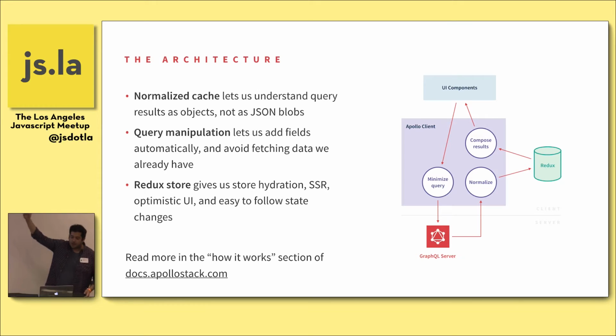On the right, the client, the UI components, they make a request to the Apollo client. We minimize that query. So some ugly query, we take it, we store it in the Redux store. We hit the GraphQL server. The GraphQL server will send us this ugly blob. Oh my God, it's ugly. Pretty much REST, right? It's super ugly. But we handled it for you.